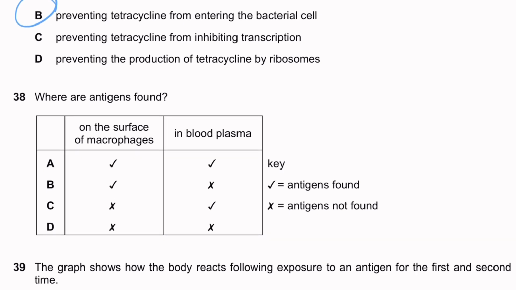So on the surface of macrophages, yes, it is found on the surface of antigen presenting cells. After the macrophage engulfs any pathogen, it leaves the pathogen's antigens on its surface, and that allows for clonal selection and clonal expansion, which is part of the primary immune response. Okay, that's in blood plasma. It's not going to be found. Antigens are not just lying around in blood plasma. We have antibodies, not antigens.